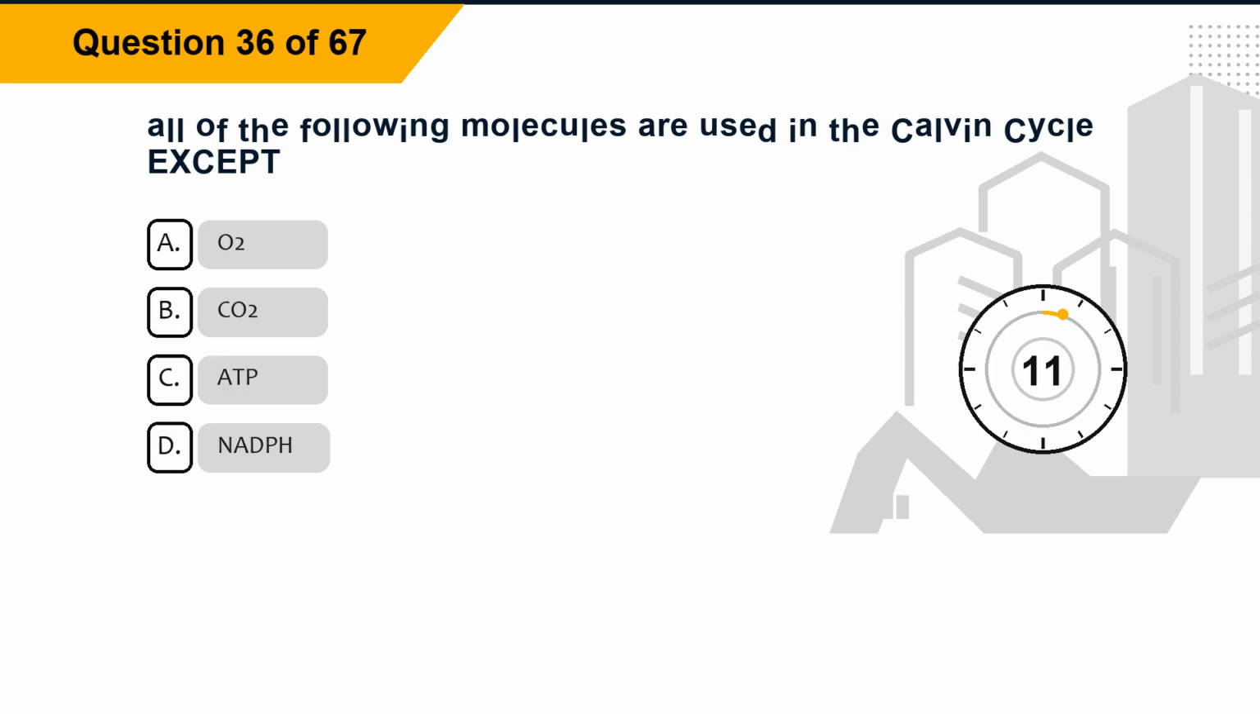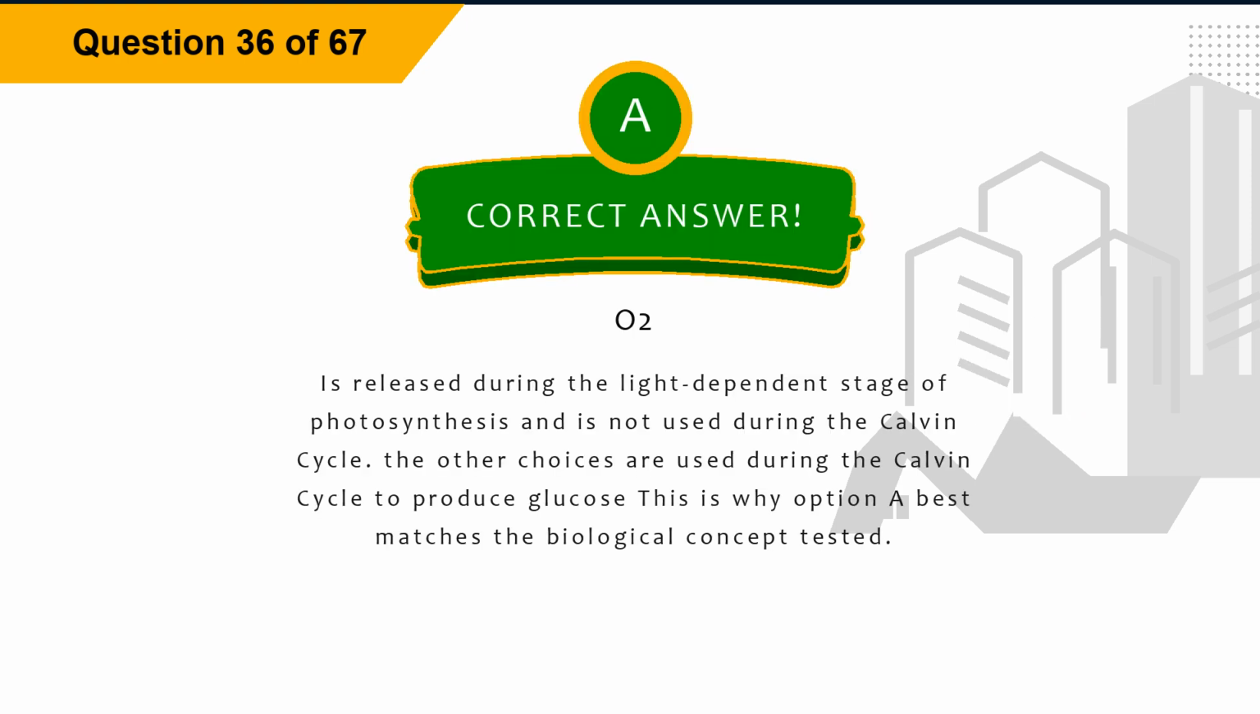Question 36. All of the following molecules are used in the Calvin cycle except option A, oxygen, option B, CO2, option C, ATP, option D, NADP. The correct answer is option A, oxygen. Explanation. Oxygen is released during the light-dependent stage of photosynthesis and is not used during the Calvin cycle. The other choices are used during the Calvin cycle to produce glucose. This is why option A best matches the biological concept tested.